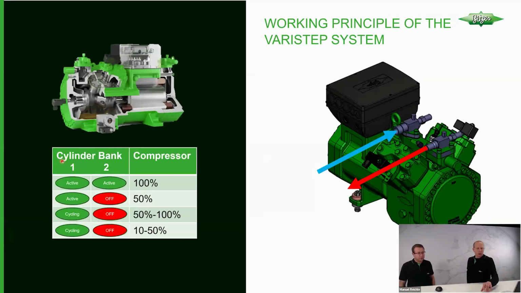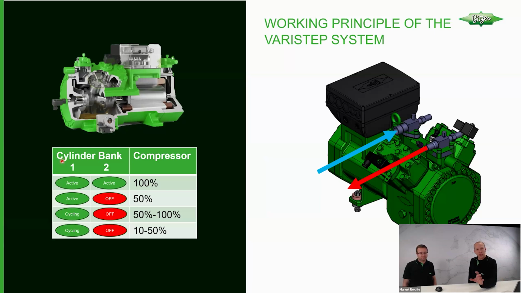Good. Now, real quick, there's suction and discharge, right? And if the compressor is operated at 100%, there's 100% mass flow, so both cylinder banks would be active. If we go to 50%, that's also relatively easy. One cylinder bank is completely deactivated. One is active, giving you 50%.